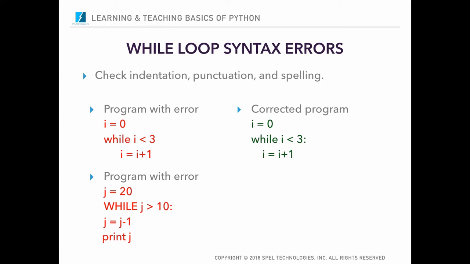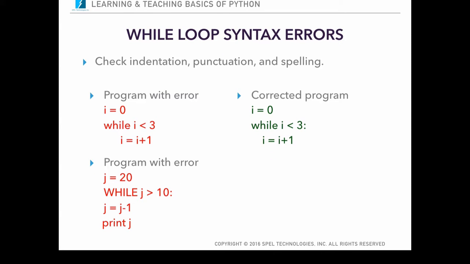Let's look at this next example. j equals 20, new line, while j is greater than 10, colon, new line, j equals j minus 1, new line, print j. The keyword while is written in uppercase letters. So when you run the program, Loquacious will again give a parse error. The reason is that keywords are case sensitive. So you must write the keyword while in lowercase letters. You cannot use uppercase letters. What is the other error here?